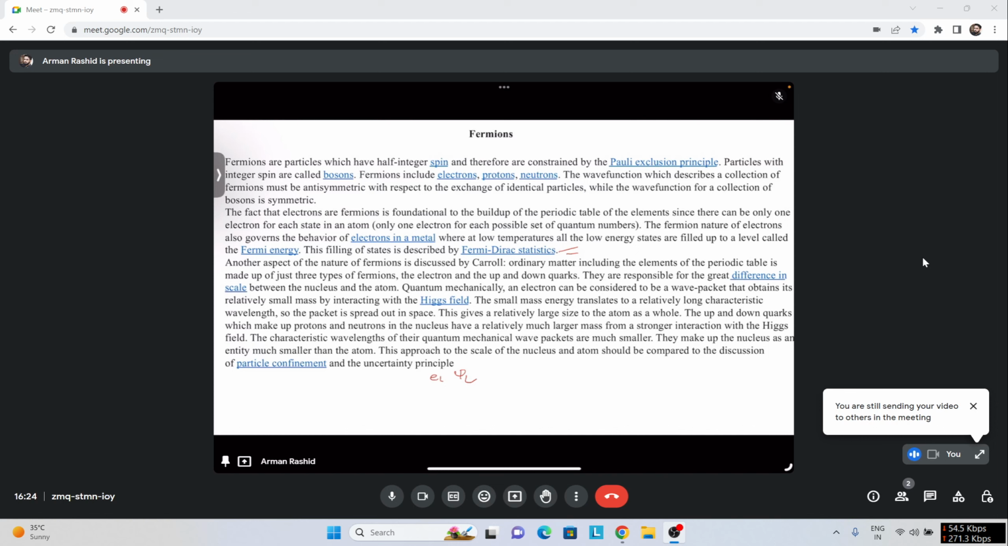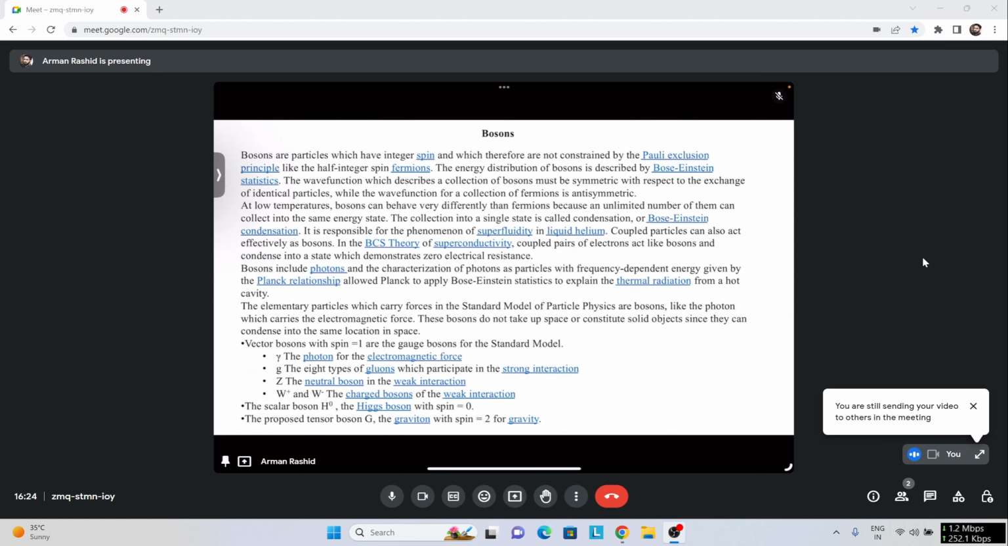So this is the corpus. The nucleus is made up of quarks, whereas electrons make up the rest of the space. All these three together constitute the matter. Now we have also something called bosons.